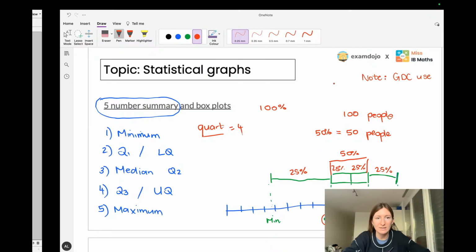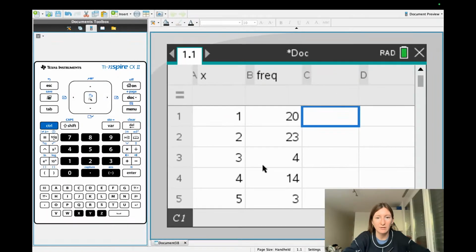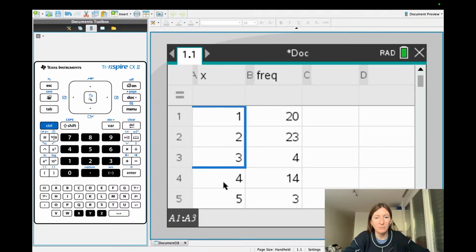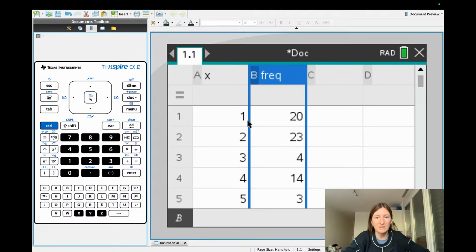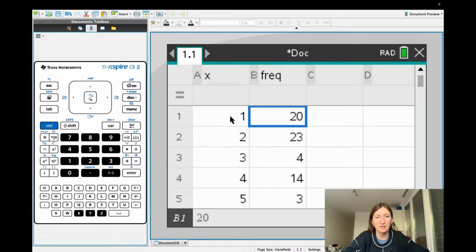So let's say that we get, I've already put it on here, data, and I need to make a box plot out of it. So I've put in all my x values, and I put in some frequency. So the number 1 occurs 20 times, the number 2 occurs 23 times. And I've called that my frequency list. So this is just a way that they could give you a table of data, and I've already put it in.